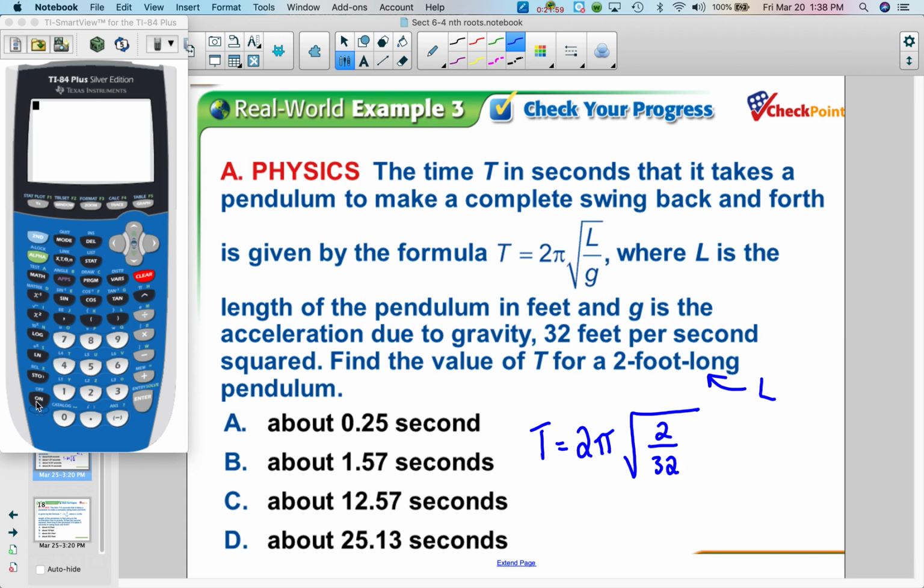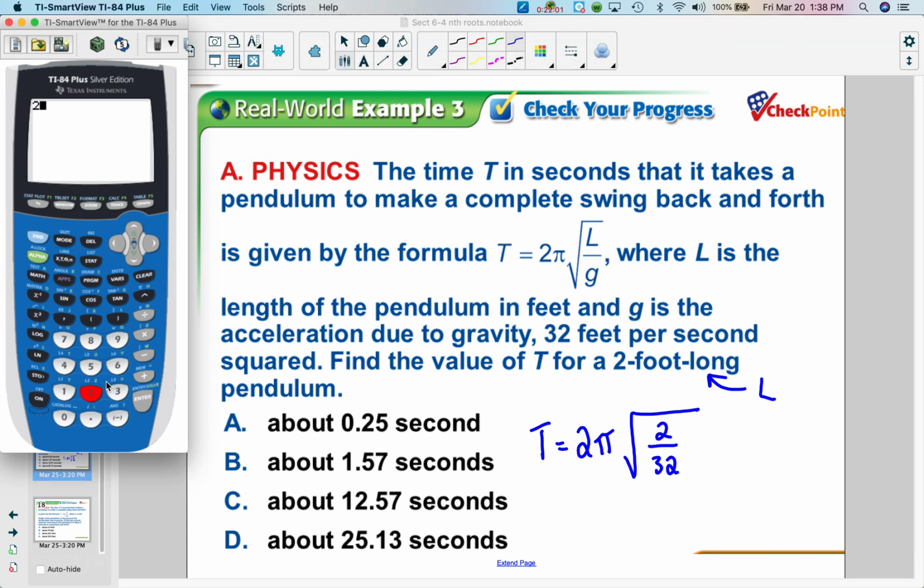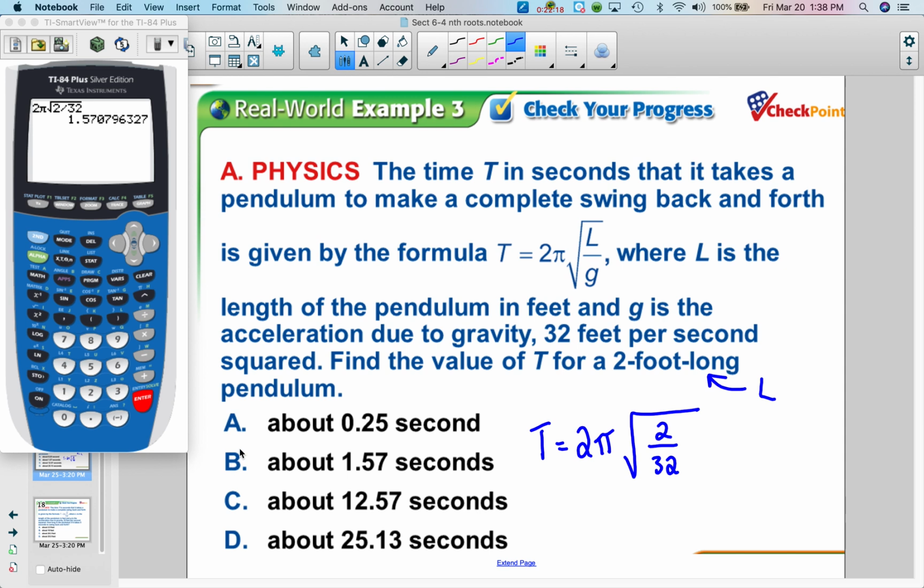And you can come over to your calculator. We're going to use 2. Now make sure you always use the pi key. Don't use 3.14 as an approximation or anything. And then the square root of 2, you can do it as a fraction. I'm just going to do 2 divided by 32. So I get about 1.57 seconds. So there's our answer for that one.